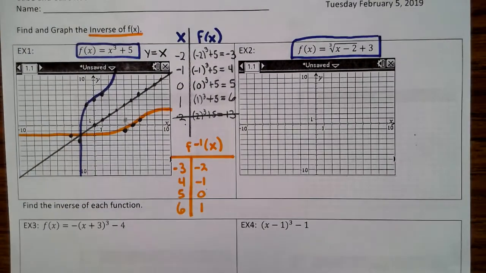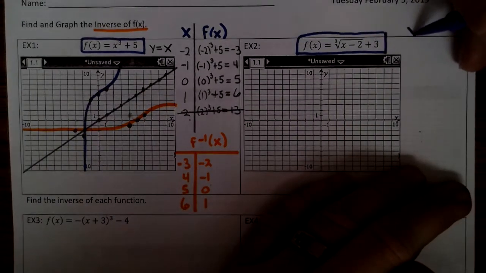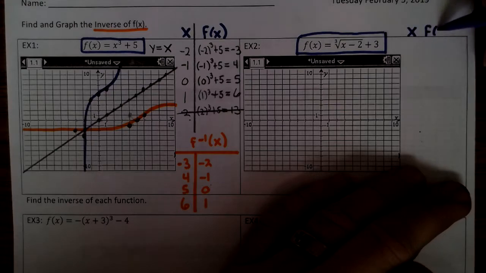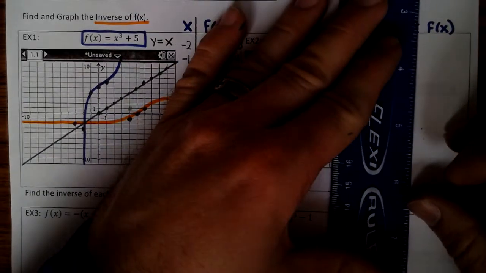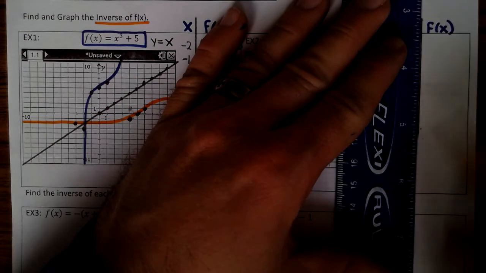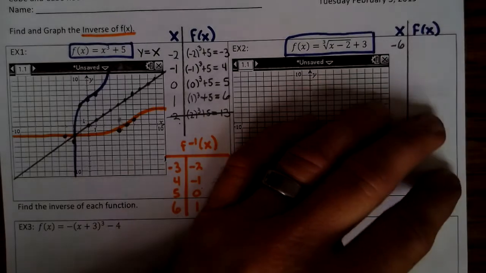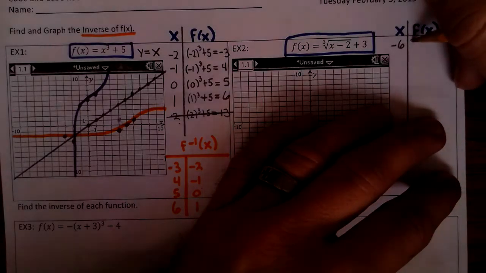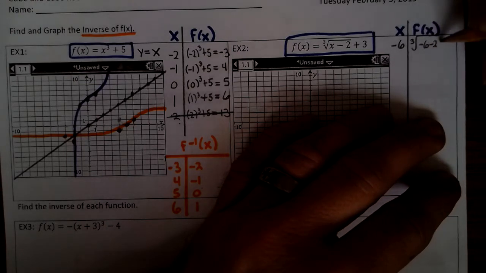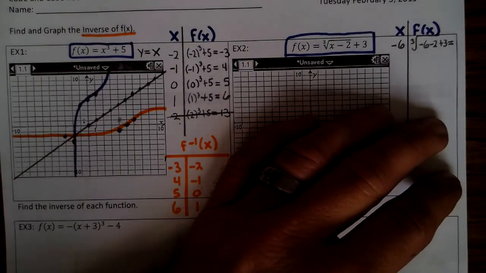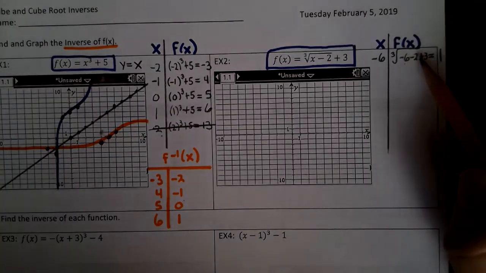So first, again, x and f of x. So when x is -6, we have the cube root of -6 minus 2 plus 3, and that equals 1. Now notice I was specific with the value I picked because I knew that -6 minus 2 is -8, and I knew I could take the cube root of -8.